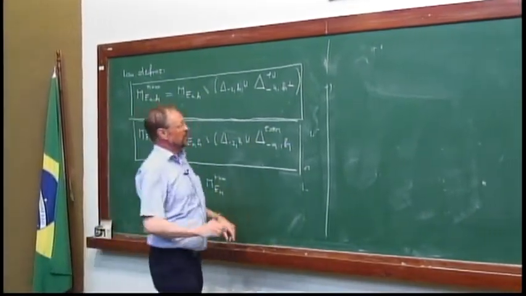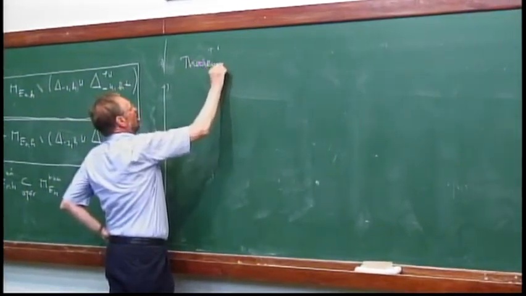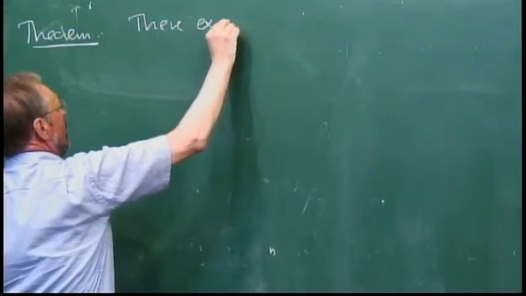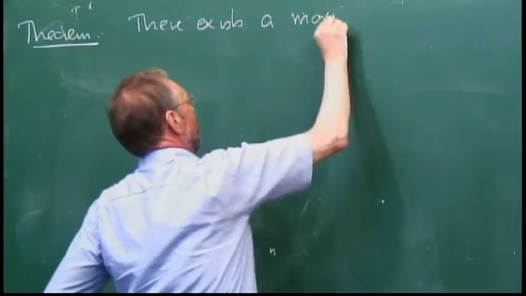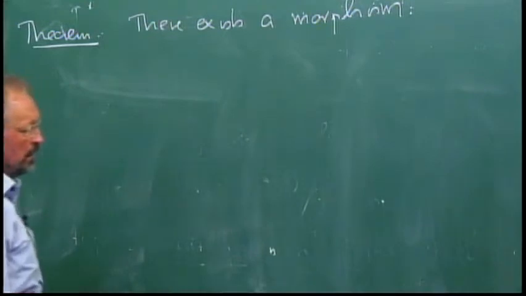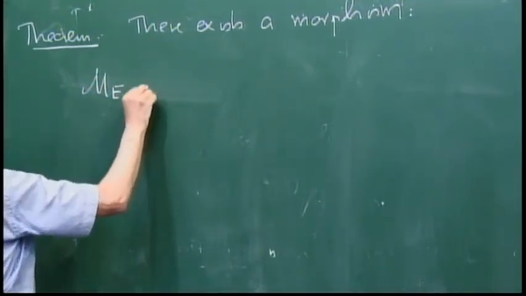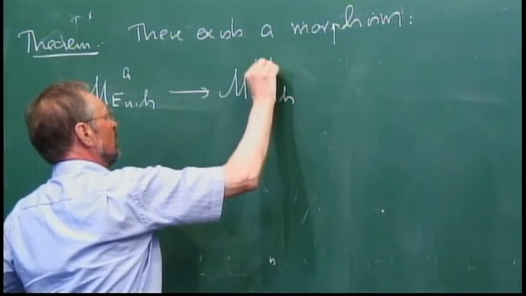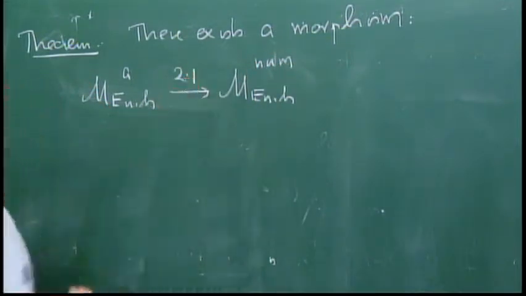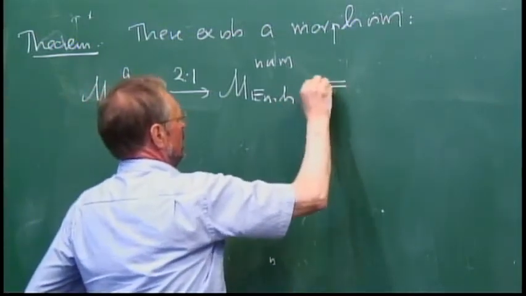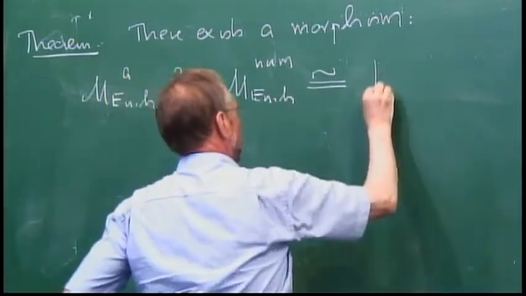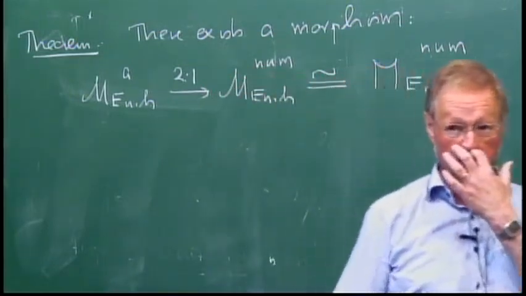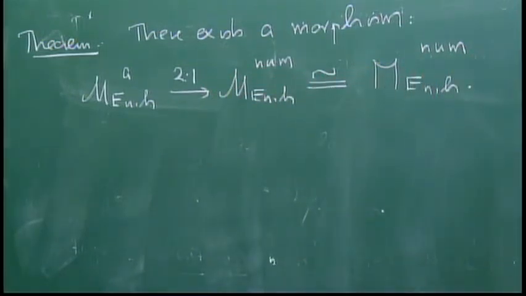Okay, so here is the result. Theorem. There exists a morphism which does the following: M_Enr,H factoring through a 2-to-1 cover, and the important point is that this is isomorphic to this modular variety, which was described to you before. Okay? So that's the result.